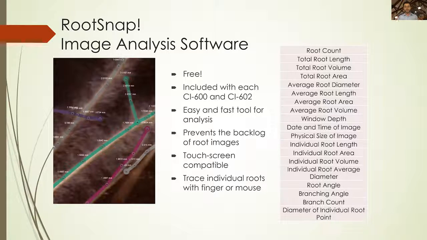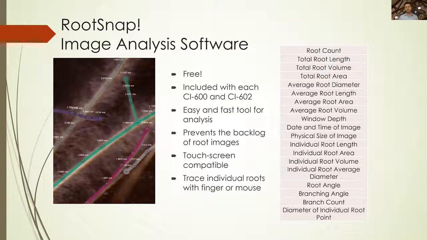When you're mapping out the roots, it does a lot of automatic calculations. So you can get things like root count, total root length, total root volume, total root area, diameter, length, area, volume, and the average, the window depth, and you also get the date and time of the images, so you can do a very quick study on what times, what variables you might be running into.